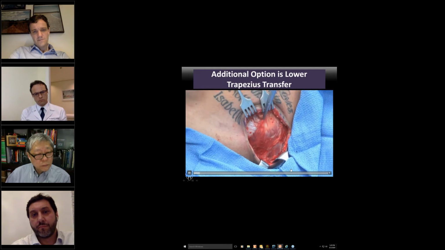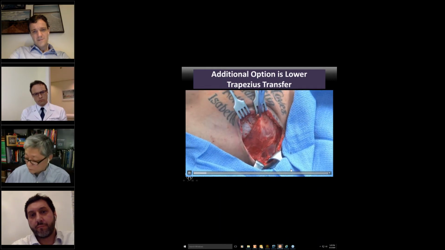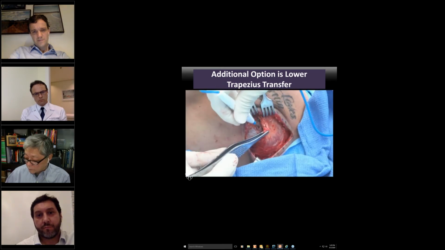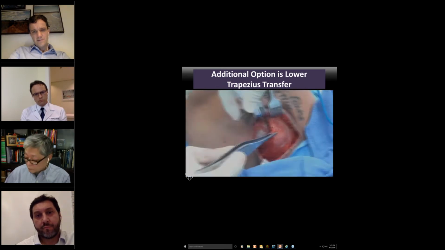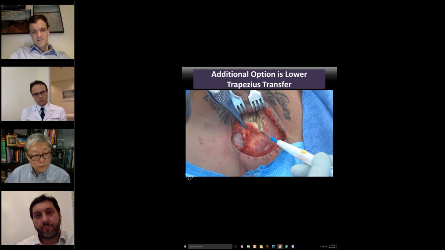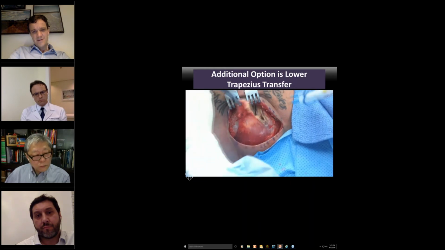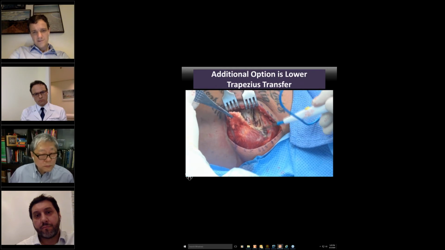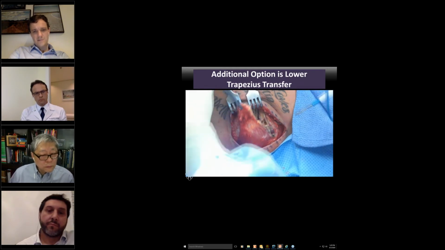Now, what about the lower trapezius? This is something I do routinely now for patients who came to me with a reverse and did not have good external rotation. I don't do it in the primary setting because I don't feel it is really necessary to go from the back with an additional incision while the latissimus is in the front, and it's very easy to take it. It takes 5 minutes and you move it around.